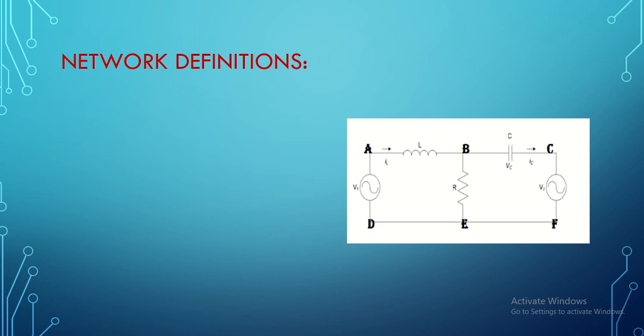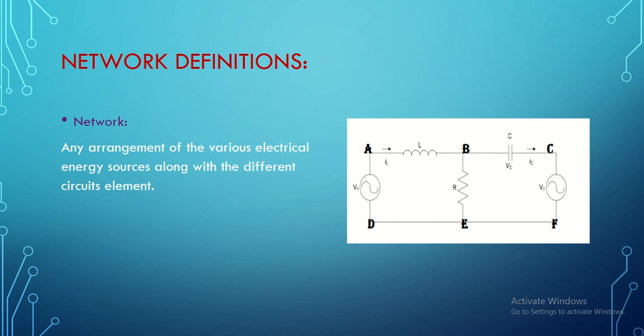Next we see the network definitions. It is very important, because only then can we solve the problems. The first definition is network. Any arrangement of various electrical energy sources along with the different circuit elements is called an electrical circuit. The diagram shows a simple electrical circuit.